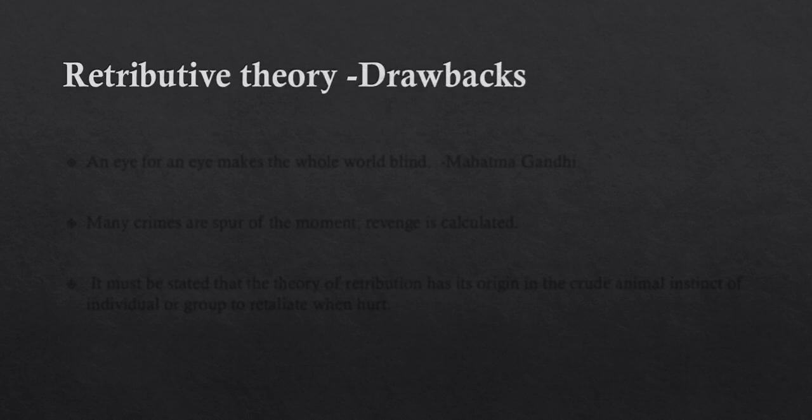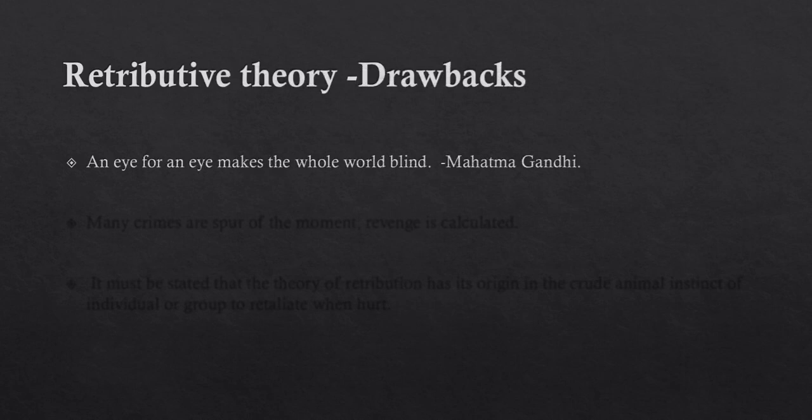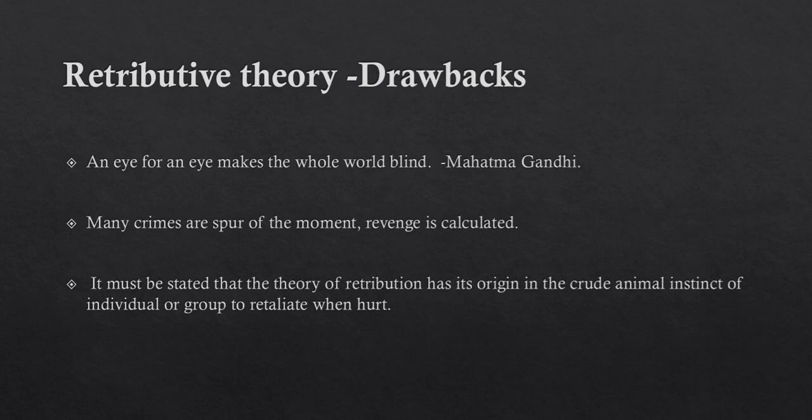Now, moving to the drawbacks of the retributive theory, there is a famous saying by Mahatma Gandhi that an eye for an eye makes the whole world blind. If you are giving back whatever he has done, then it does not serve the purpose. Because Gandhiji belongs to the reformative theory and believes in reformation, he says that if you punish the offender for whatever he has done, it will not serve the purpose.